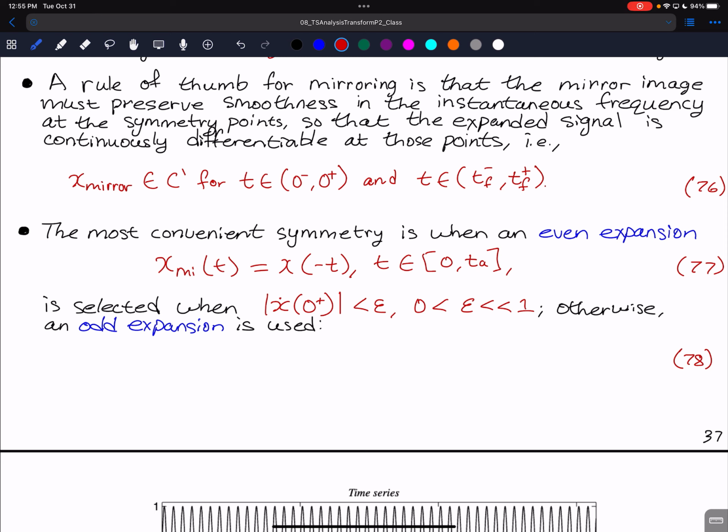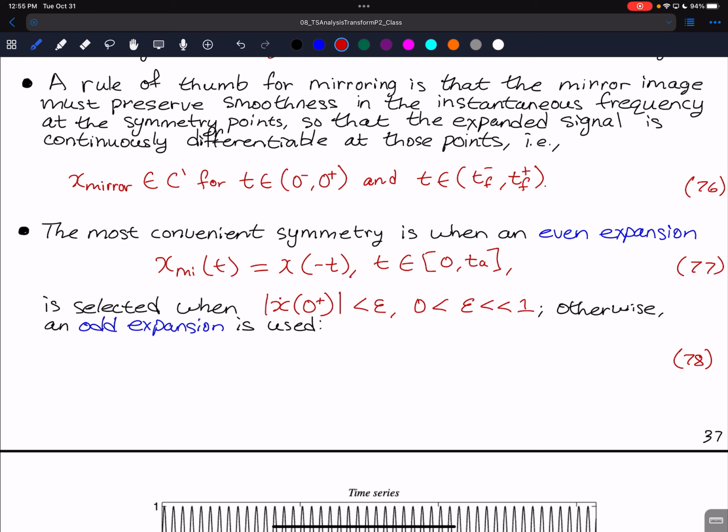And generally, you want to do this when the velocity is 0. However, in practice, you typically do this for a very small velocity. In the codes that you guys have, this even expansion is just the default value. And if you're unhappy with what comes out of that, then you can switch to an odd one. Okay, and we'll see on the next page what happens when you use the wrong type of mirroring.